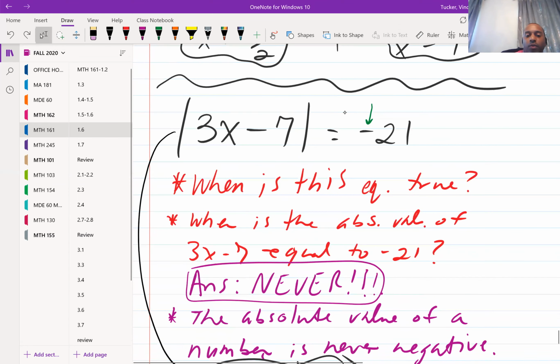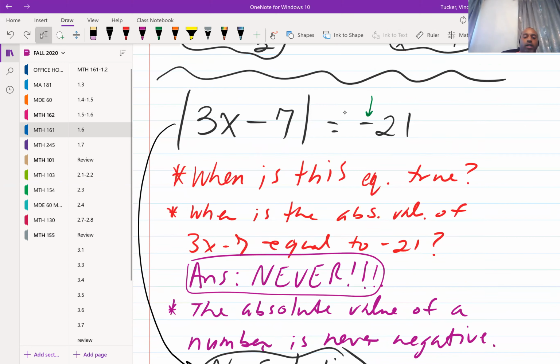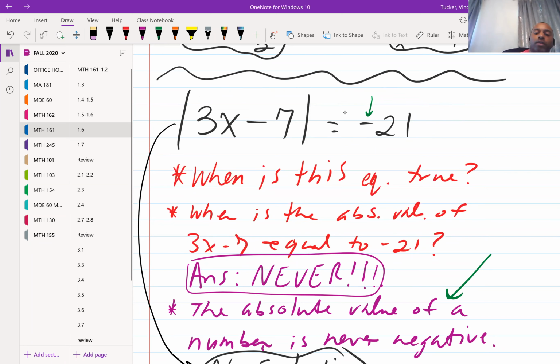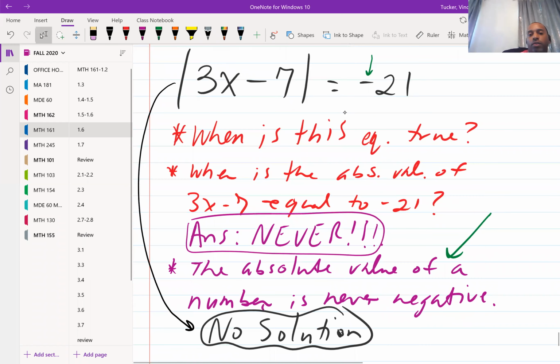Because remember I mentioned before, the nature of absolute value is that once you apply the absolute value, your result is always positive. So that's what I have right here in the purple. The absolute value of a number is never negative. Once you apply the absolute value, you will always get a positive result. So this could never be true. The absolute value of 3x minus 7 equal to negative 21 is never true. So that means your answer is no solution.